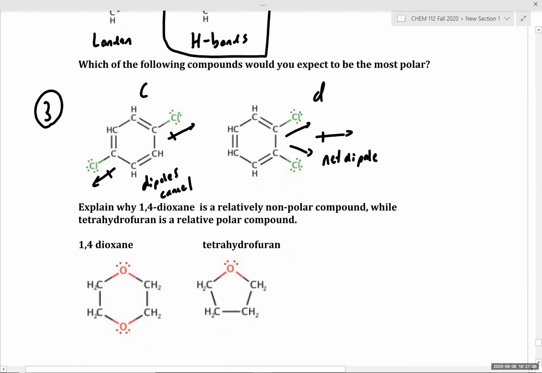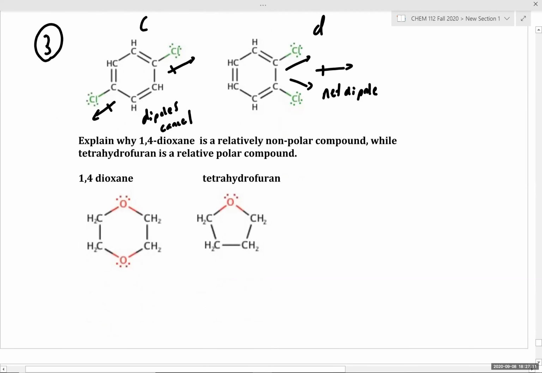So let's do a capstone example. I'd like everyone to take a look at the following example. Let's take about 2 minutes, and I'd like you to tell me why 1,4-dioxane is a relatively non-polar solvent, while tetrahydrofuran is a relatively polar solvent. Let's take about 1.5 to 2 minutes, and let's try to offer an explanation. Why is tetrahydrofuran substantially more polar than 1,4-dioxane?